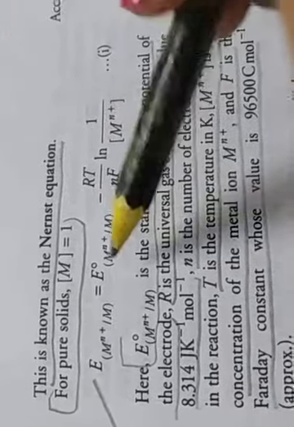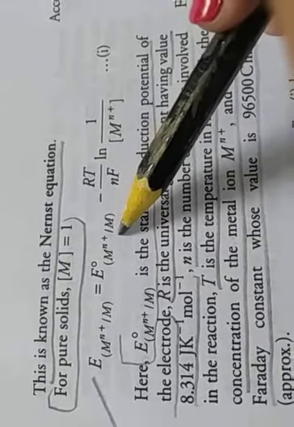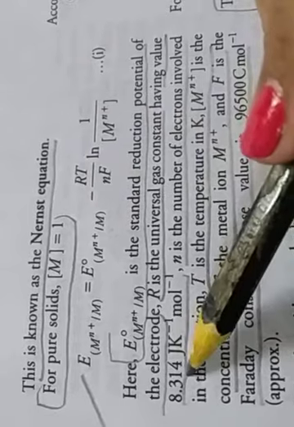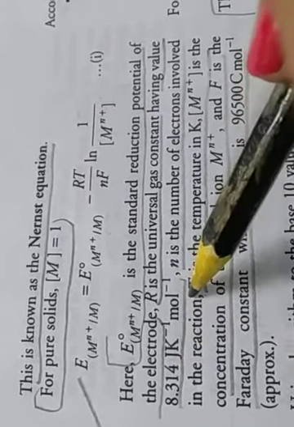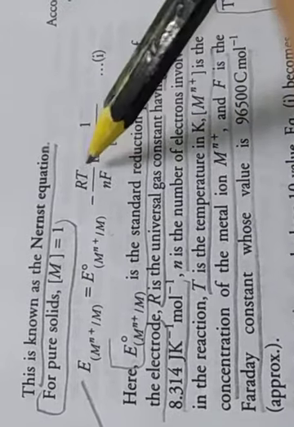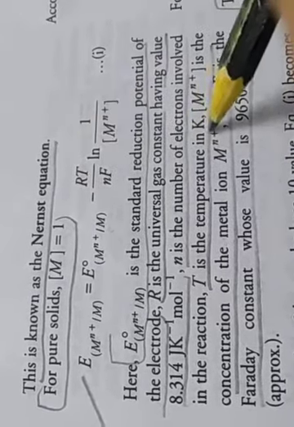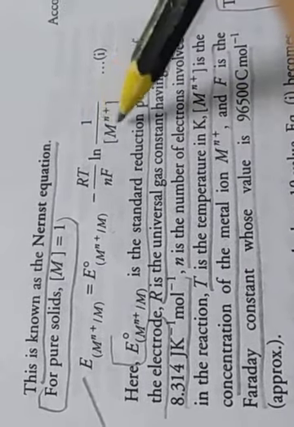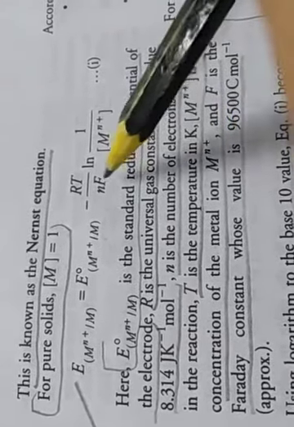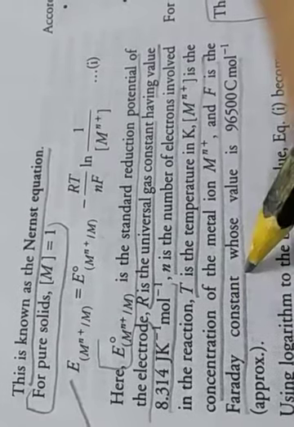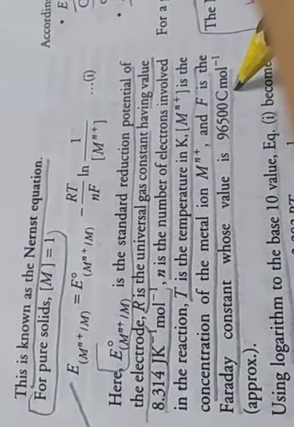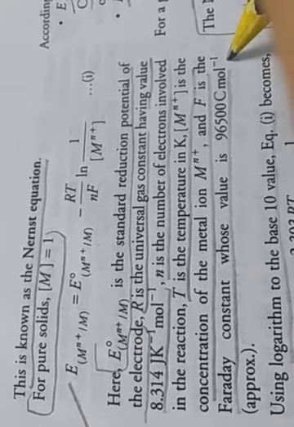Okay, here E naught is the standard electrode potential. R is the universal gas constant, its value is 8.314 joule per Kelvin per mole. Small n is the number of electrons, capital T is the temperature in Kelvin, and [M^n+] is the concentration of the metal ion. Capital F is the Faraday constant, whose value is 96,500 coulomb per mole. Okay, clear?